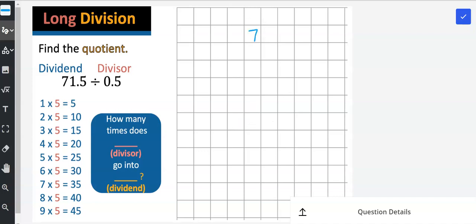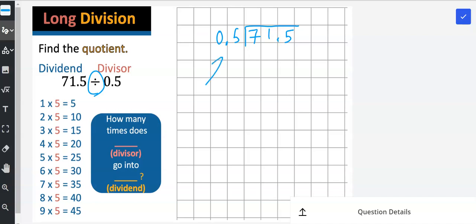So I'd read it 71.5, and then I'd read the division symbol next. So I'll put the division symbol over the dividend. And then you always put the divisor on the outside, so the 0.5 goes on the outside. And if you want to put the 0 in front, you can. 0.5 is the same thing as .5.